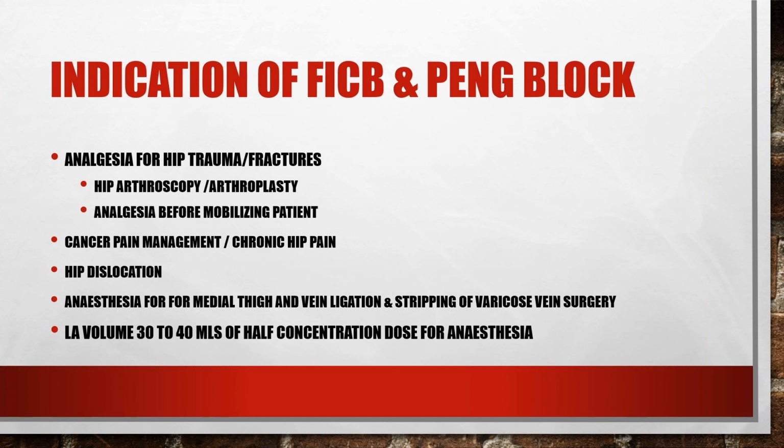They can also provide anesthesia for medial thigh surgery and vein ligation or stripping of varicose vein surgery, with an extended volume of 30 to 40 mL at half the maximum concentration dose for anesthesia. For example, if we use ropivacaine, we can use about 0.375%, or if we use chirocaine or levobupivacaine, we can use 0.25%.